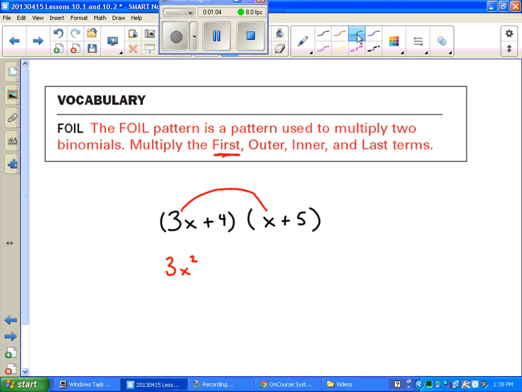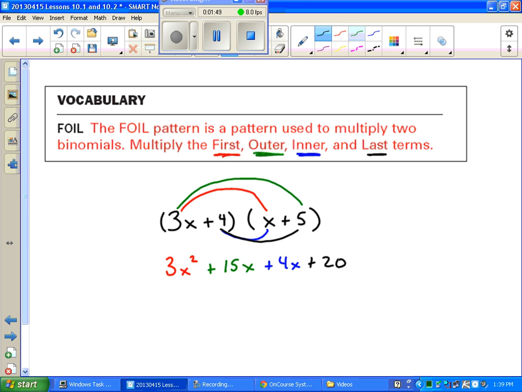That's first. The second one is the outer. That's what the O stands for. So you multiply the outer terms, the things that are on the outside. So 3x again multiplies times 5. 3 times 5 is a positive 15x. The next one is the inner terms, the two inner terms, the ones that are closest to each other. In this case, 4 and x. So 4 times x is a positive 4x. And then finally, the last ones you need to multiply are the last terms, the two that come at the end of each binomial. So 4 times 5 is a positive 20.